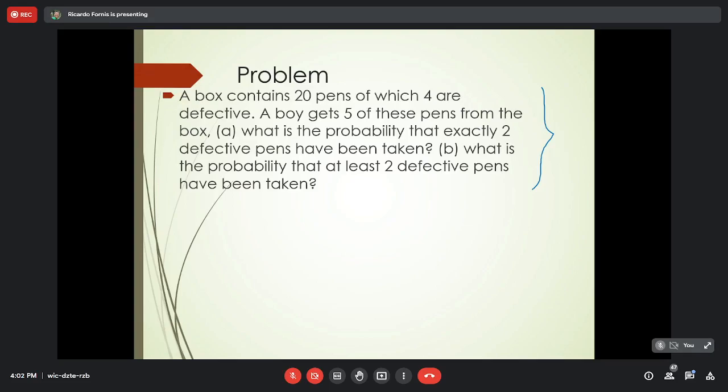I want you to consider the terms exactly and at least. For letter A, what is the probability that exactly 2 defective pens have been taken? And letter B, what is the probability that at least 2 defective pens have been taken? Any contribution? Again, you can type your answer if you figure out how to solve the problem.